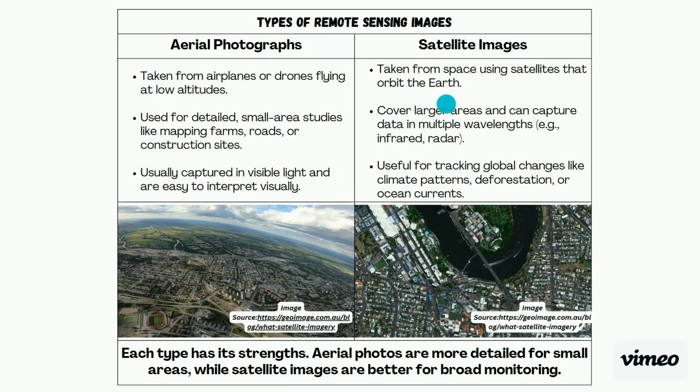Your satellite images are taken from space using satellites that orbit the Earth. They cover large areas and can capture data in multiple wavelengths, for example, infrared and radar. They are useful for tracking global changes like climate patterns, deforestation, or ocean currents. So each type of image has its strengths. Aerial photos are more detailed for small areas, while satellite images are better for broad monitoring.